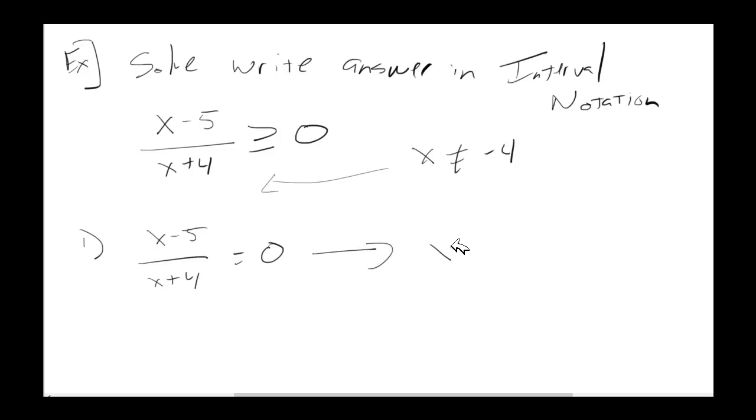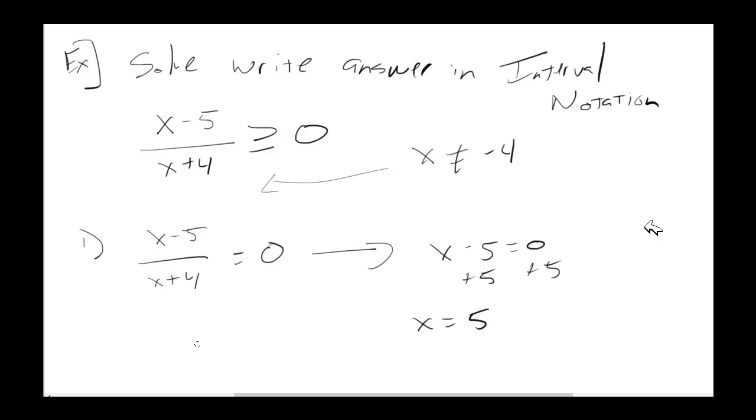So here I set the top equal to 0, and I'm going to solve this guy. The only thing I have to make sure is that this is in our domain. That 5 doesn't cause the bottom to be 0. 0 divided by 0 is undefined. Okay, this value is okay, and that's step number 1.